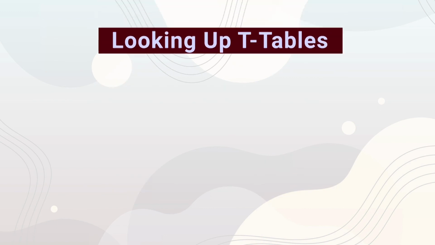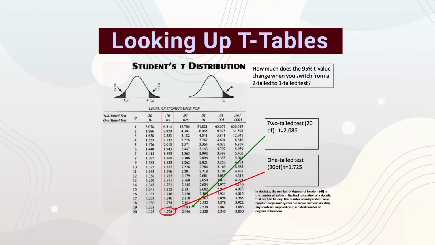If you look at the table of the student t distribution, which we are going to study in our coming sessions in a more elaborate manner under the ambit of the t test, you will find out how the 95% t value changes when you switch from a two tail to a one tail test. DF is nothing but degrees of freedom, the number of values in the final calculation of a statistic that are free to vary, the number of independent ways by which a dynamic system can move without violating any constraints imposed on it. So it is called the number of degrees of freedom.